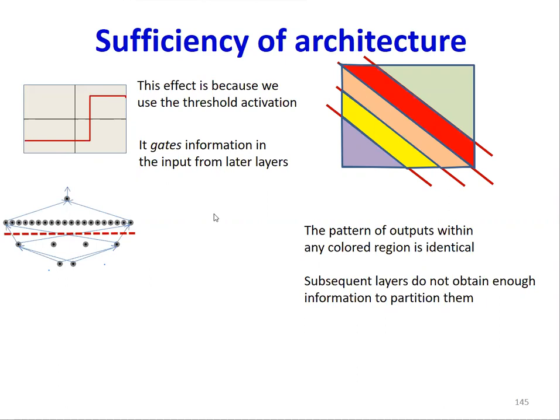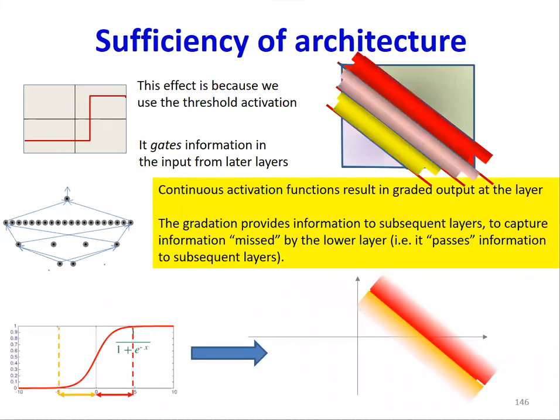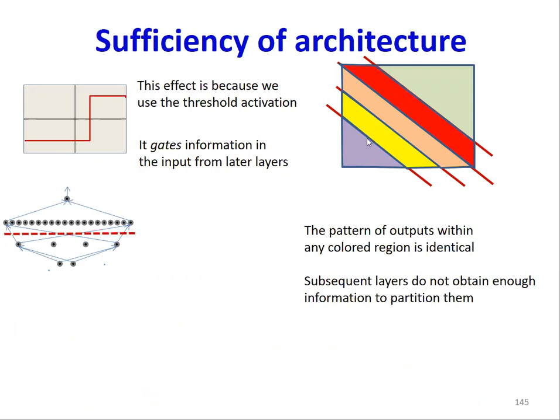So how would you solve this? Anyone want to guess? Do not use threshold activation, maybe. Okay, but here is the key point. Do not use threshold activations is the right answer, but there's a reason for this. And the reason is when I use a threshold activation, it doesn't tell you how far away you are from the boundary. It only tells you on which side of the boundary you lie, right?